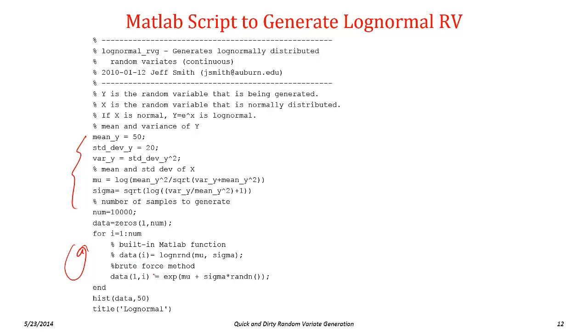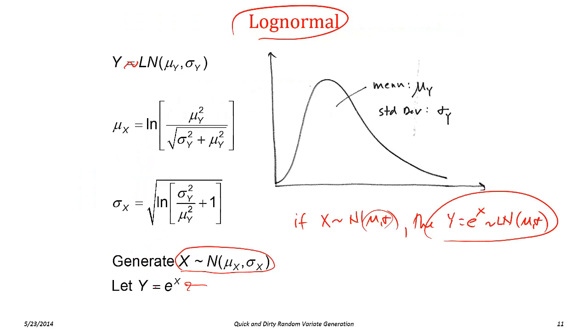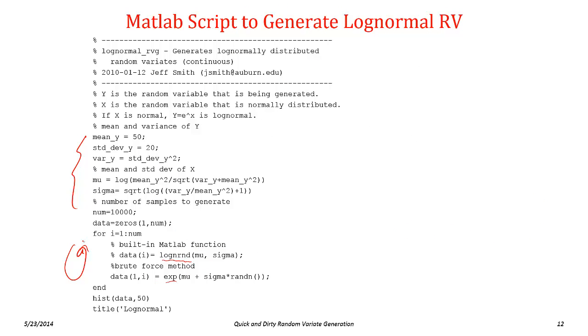And so I basically have two methods to do that. The first one, which is commented out, uses a built-in Matlab function to generate log normal random variates, and the second version, which is not commented out in this version, uses the brute force method, which is the method described in this slide. And then after we come out of the loop, we do the histogram to plot the data. So again, you can use this Matlab script, and you could easily replace the log normal distribution with any of the other distributions that we've seen.